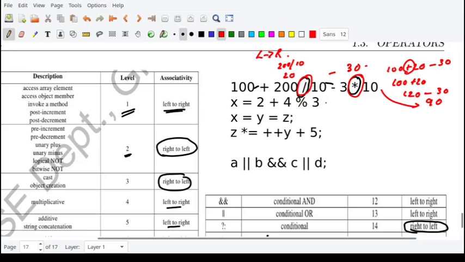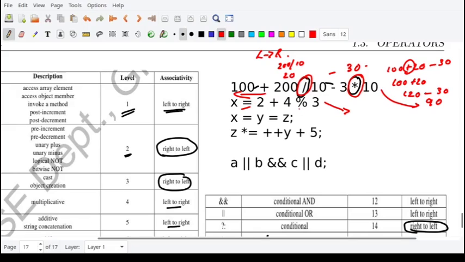Now take the case of this example. Here we have written x is equal to 2 plus 4 modulus 3. Okay. So here we have an assignment operation, then plus and modulus operation. Assignment has the last precedence and it is evaluated from right to left. Whatever value we have on the right hand side will be assigned to x. Okay. So that is right to left associativity for the assignment operator. So this has got the lowest precedence.